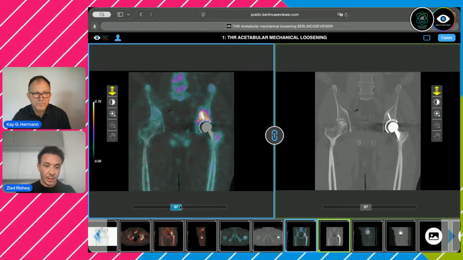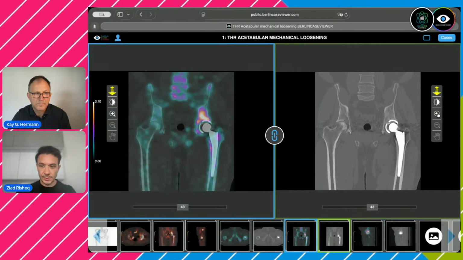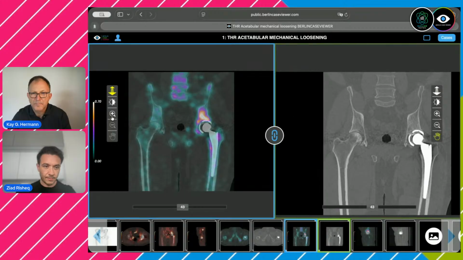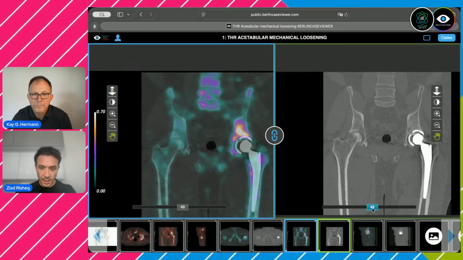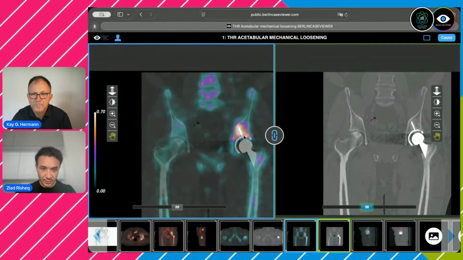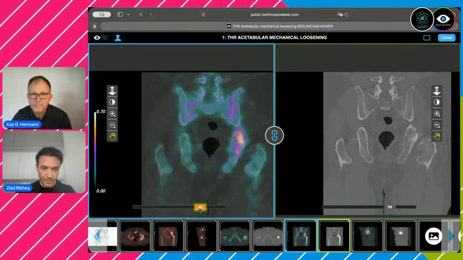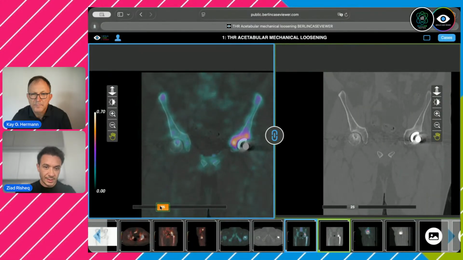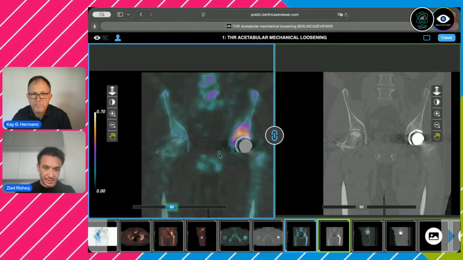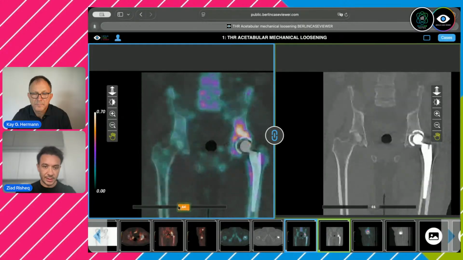So if we look closer here, and we zoom over here, you can see the diffuse uptake. Let's go back and forth. You can see that this uptake is actually involving all the zones, zone 1 and zone 2. This is the intermediate zone, and this is the medial or inframedial zone. So this uptake is involving all these zones.